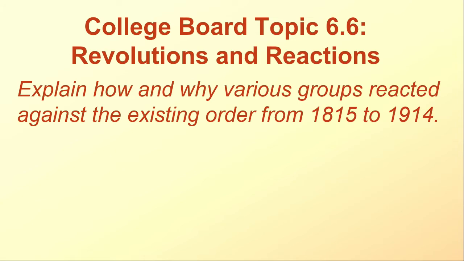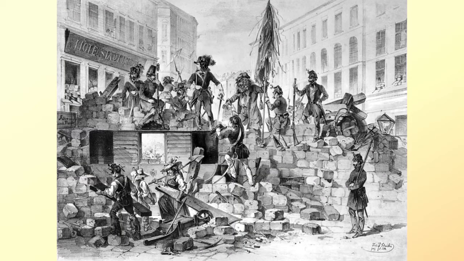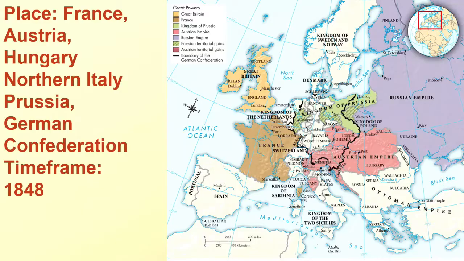College Board Topic 6.6, Revolutions and Reactions. Explain how and why various groups reacted against the existing order from 1815 to 1914. And then we've got a statement that's specific to the year 1848. The revolutions of 1848, triggered by economic hardship and discontent with the political status quo, challenged conservative politicians and governments and led to the breakdown of the Concert of Europe. And we've got a great picture right here of a barricade in Paris in the year 1848.